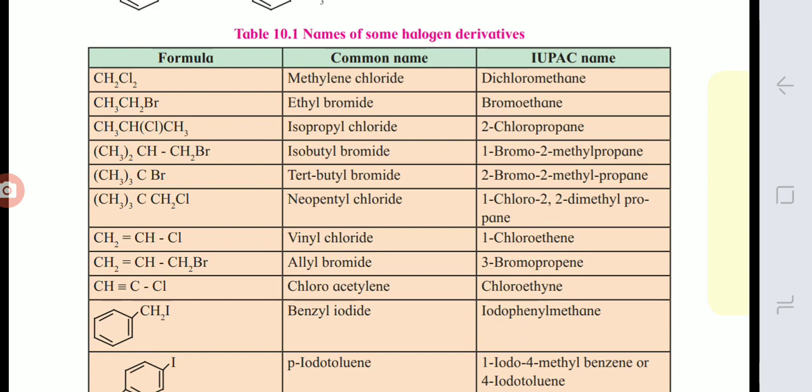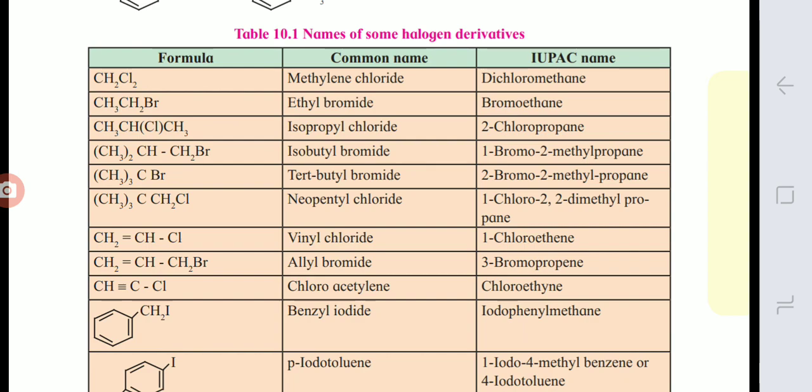But while writing the IUPAC name, you have to start the numbering from the right hand side. CH2 carbon as carbon number 1, then CH carbon is 2, and CH3 carbon is 3. So the second carbon contains one CH3 methyl as a branch, and the first carbon contains Br. So 1-bromo-2-methyl, 3 carbon chain, so propane.